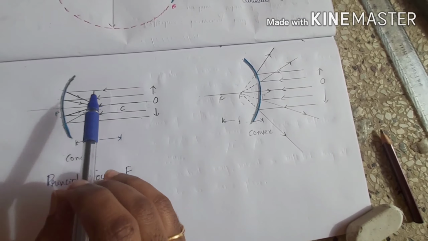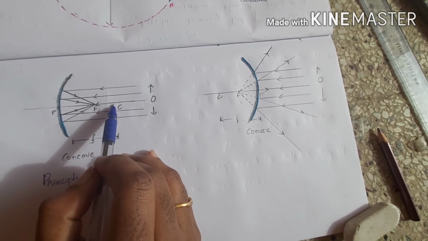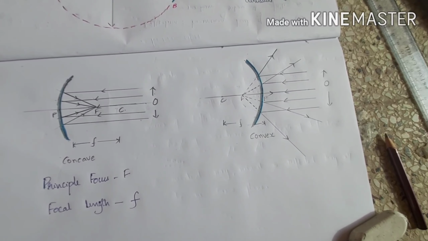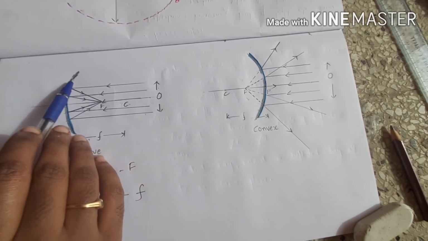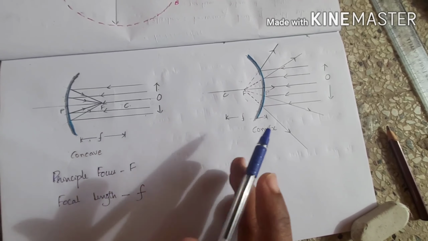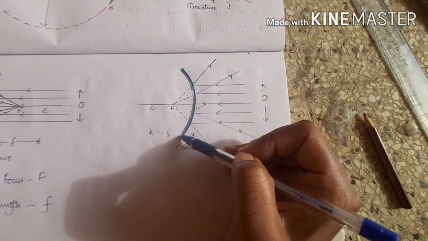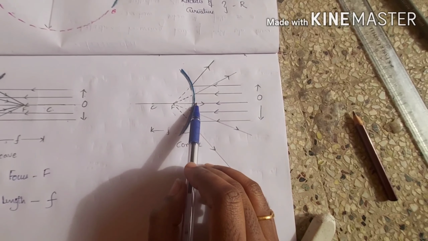Now we have to observe that the principal focus of a concave mirror always lies in front of it. So this is a reflecting surface. The principal focus will always lie in front of it. Now we will see the convex mirror. The back side is the reflecting surface. I have taken 5 rays that are falling on it.